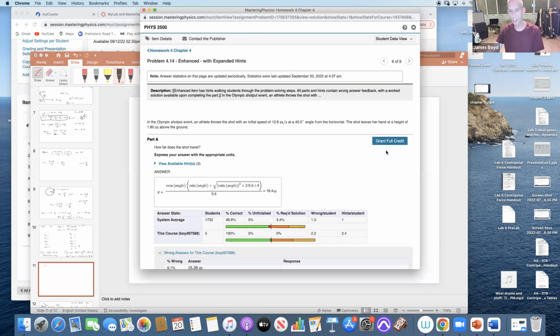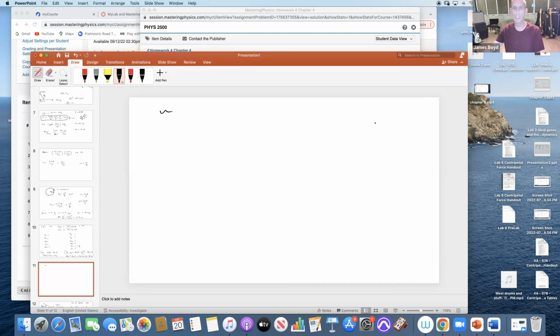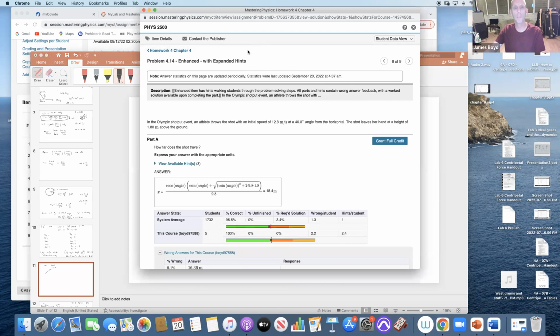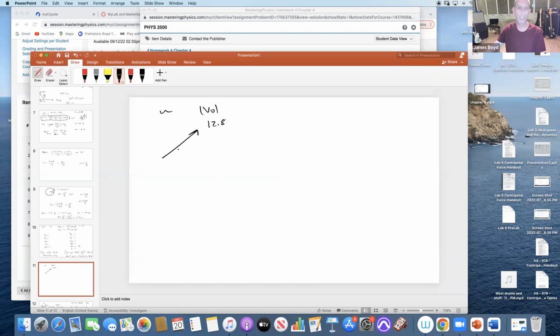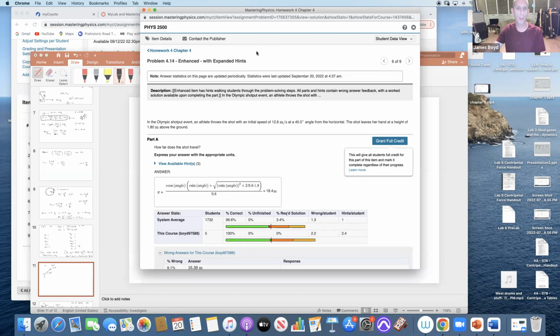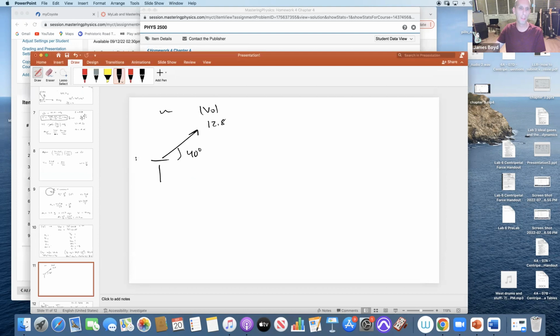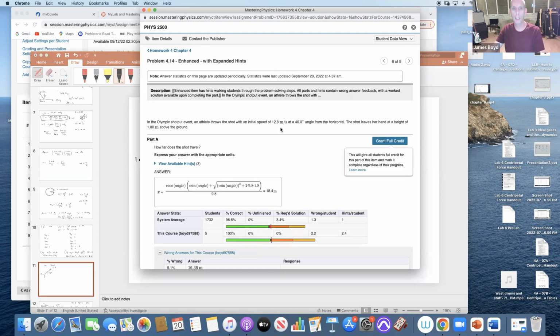A shot putter throws a shot at an initial velocity of 12.8. This is your V naught, at a 40-degree angle. And they are actually 1.8 meters above the ground when it leaves the hand. The shot leaves at a height. Now, how far does it travel?